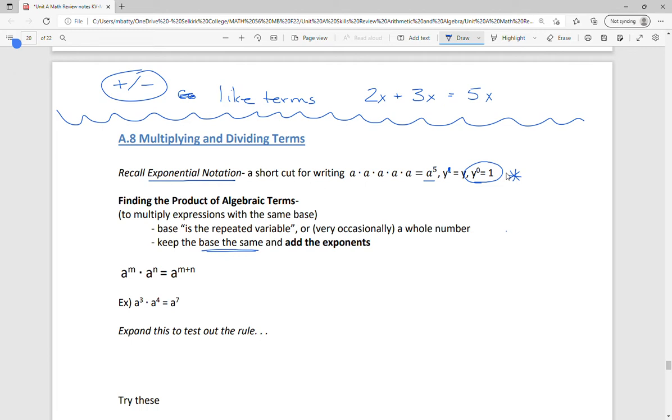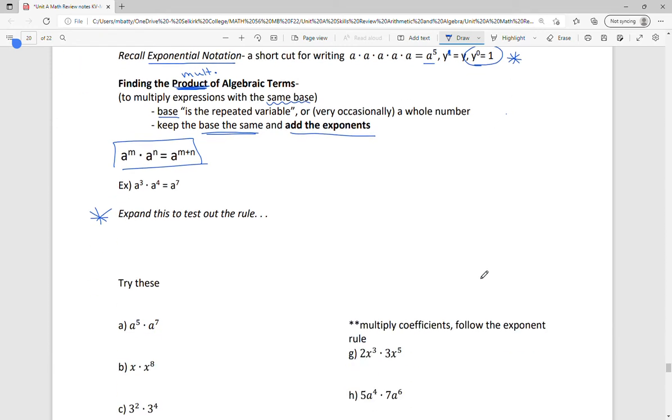So finding the product, remember that's multiplication, of algebraic terms to multiply expressions with the same base. So we're staying with the same letters. If we have the same base, so if the base is repeated, you're going to keep the base the same and add the exponents. So here we have the pattern. And if that doesn't make sense, sometimes it's nice to expand this out to make some sense of it. So if I had a cubed, what that means is that I have 3 a's multiplied together, right?